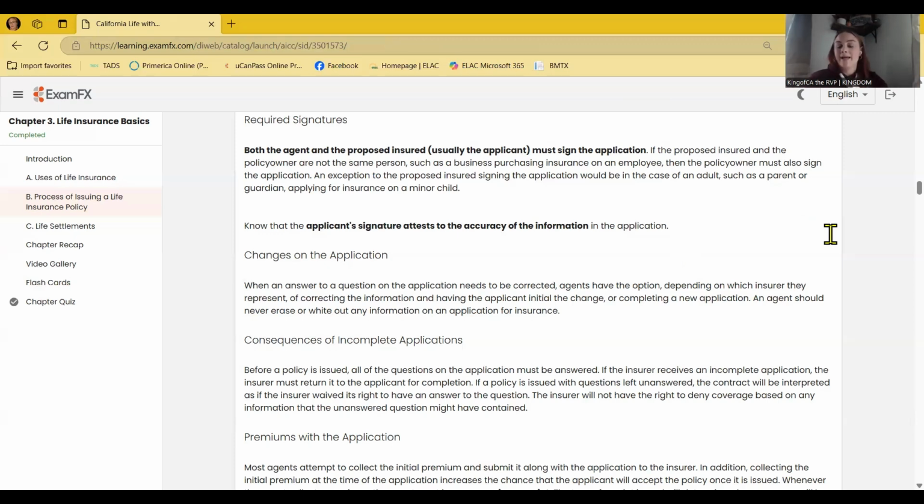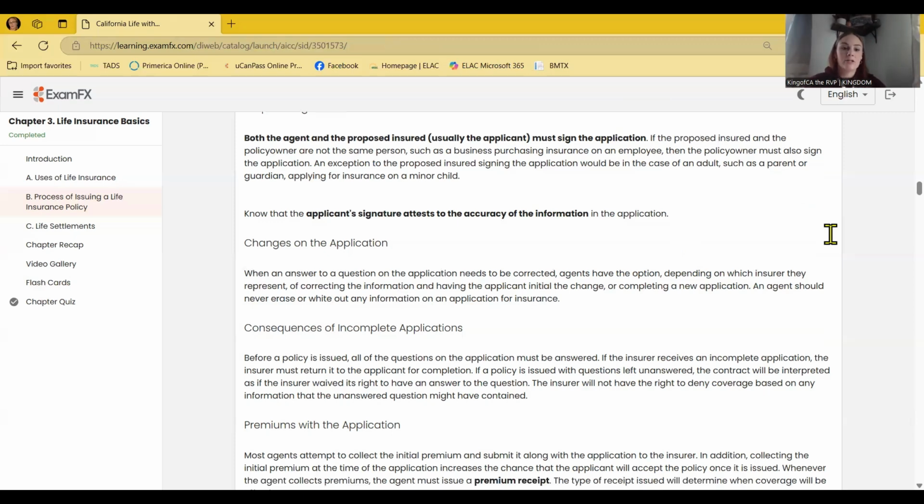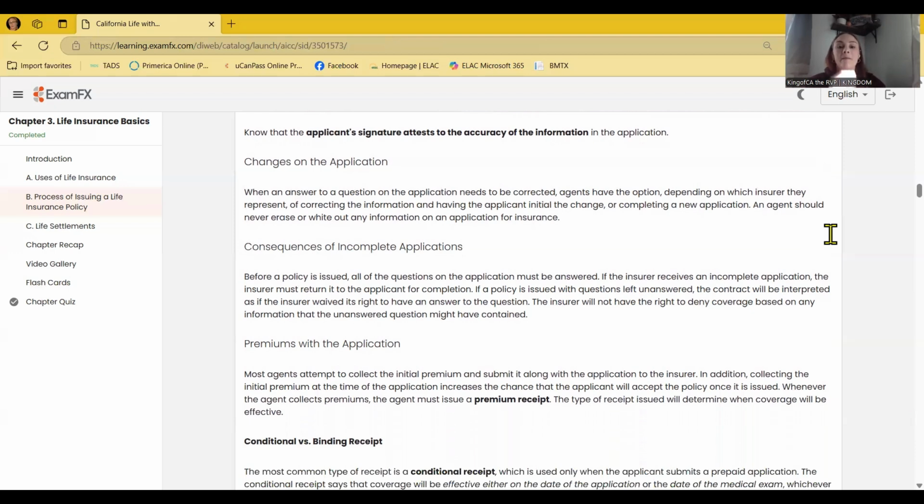So the reason why it's so important to get a signature as well is because the applicant's signature attests to the accuracy of the information in this application. With them signing, they're saying, yes, this is my application. Yes, I am aware of this policy being drawn up, and all of the information is to the best of my ability, and we sign it off. So that way we are attesting to that information.